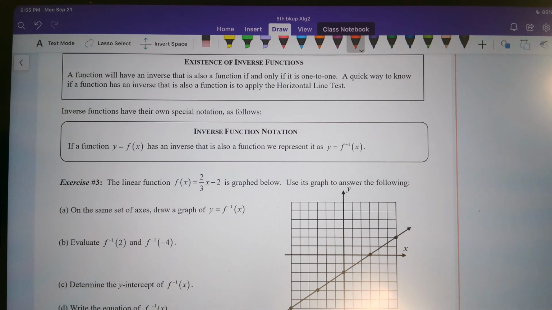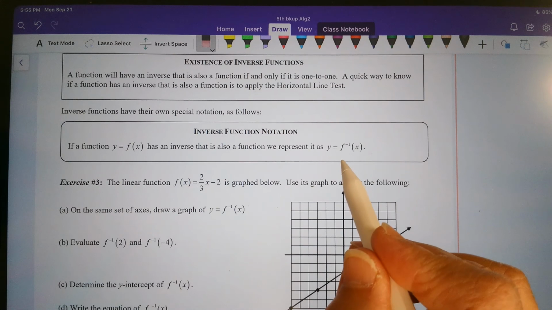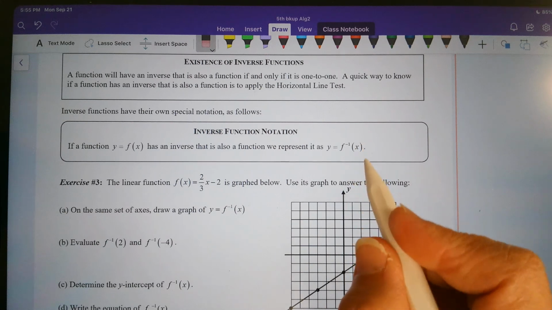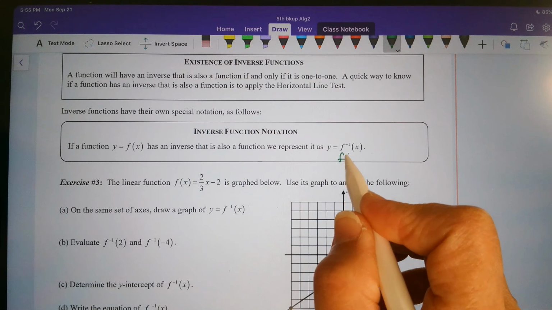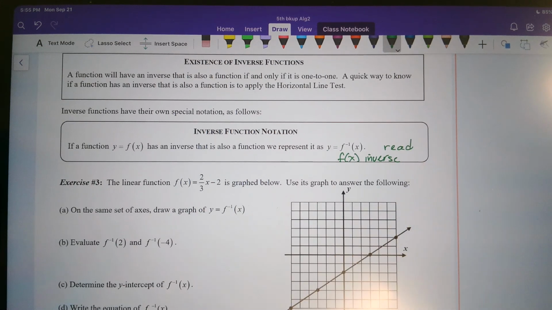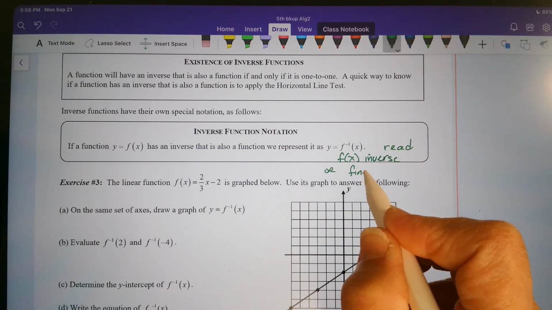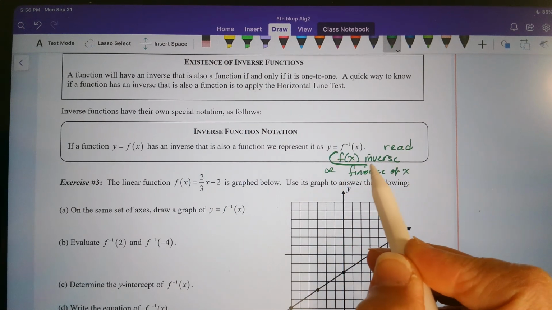Inverse functions have their own special notation as follows. If we have the function y equals f of x, its inverse is represented by f with an exponent of negative 1. It looks like an exponent, but we read it in two ways: f of x inverse, or f inverse of x. The best way is f of x inverse.